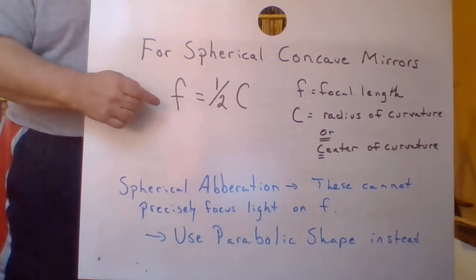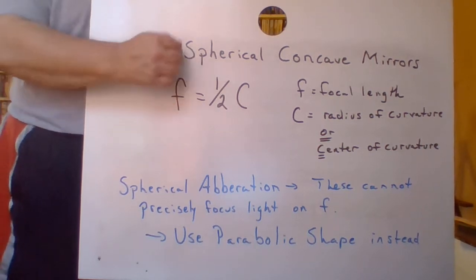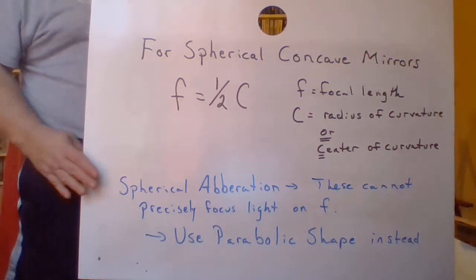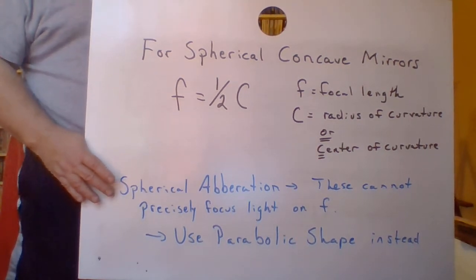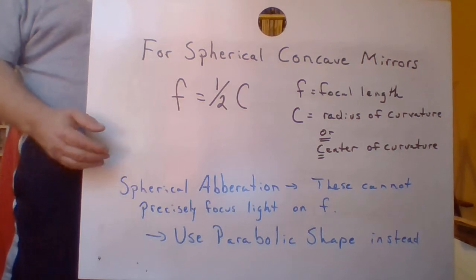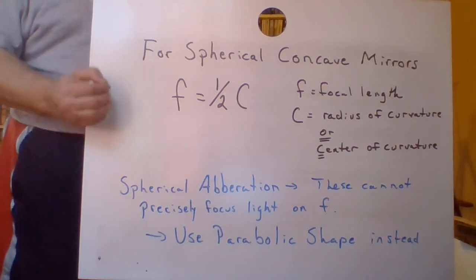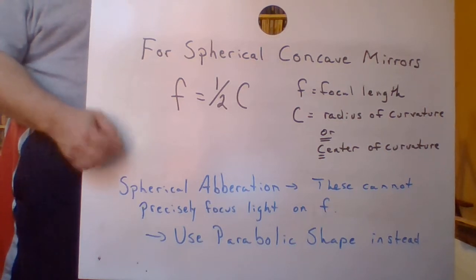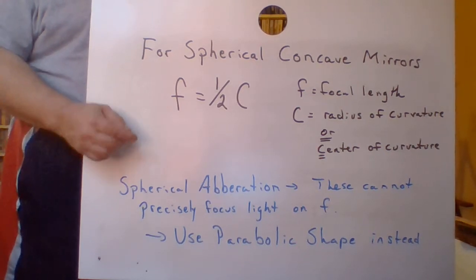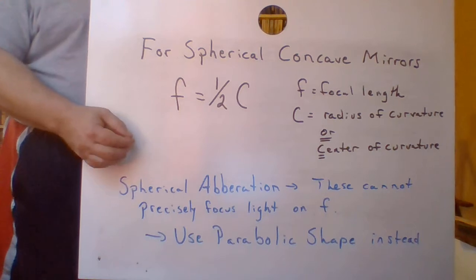Now, there's a problem with spherical concave mirrors. They have this defect known as spherical aberration. And all that means is that a spherically shaped reflector cannot precisely focus the light onto a single point.